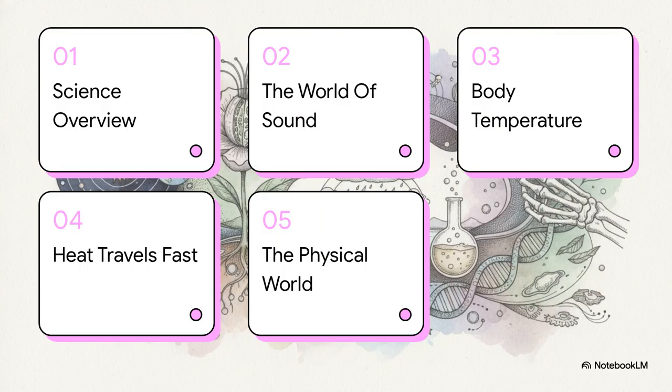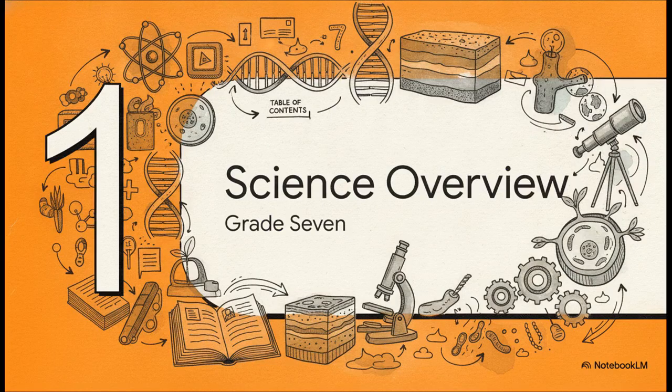Here's a quick look at our roadmap for today. First, a Grade 7 science overview. Then, we'll look at the world of sound. After that, measuring body temperature, followed by how heat travels fast. And finally, exploring our physical world. Starting things off with Section 1, Grade 7 Science Overview.